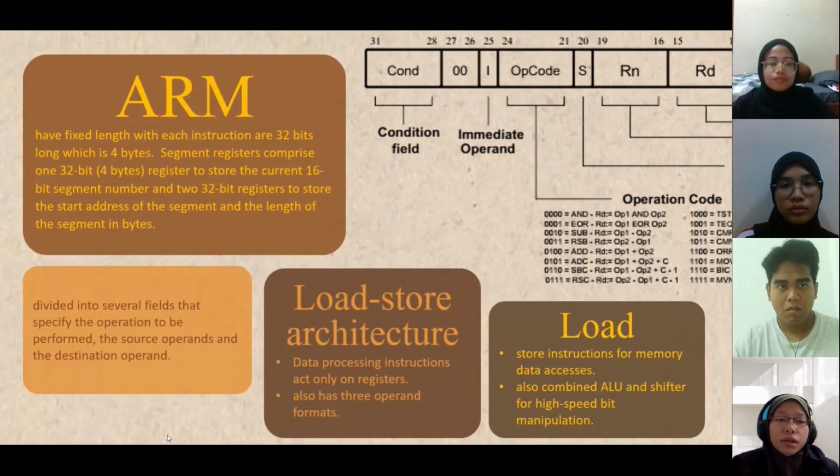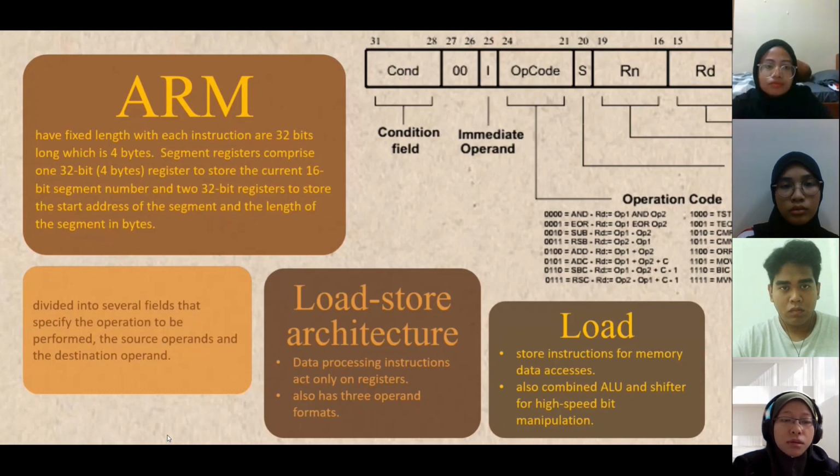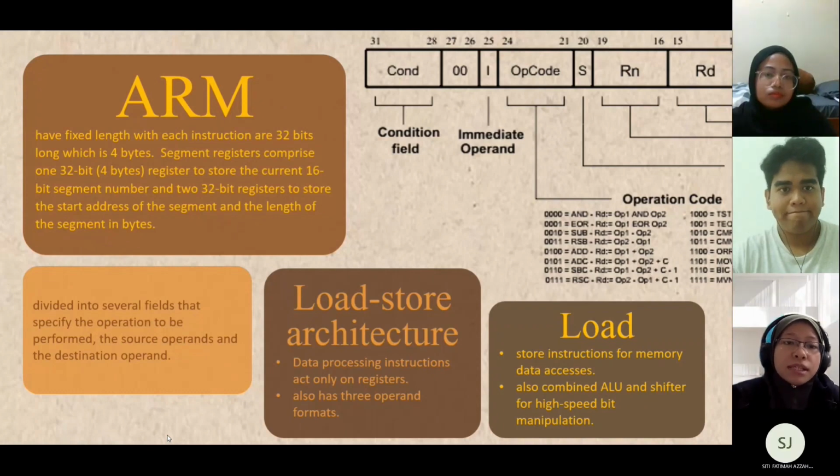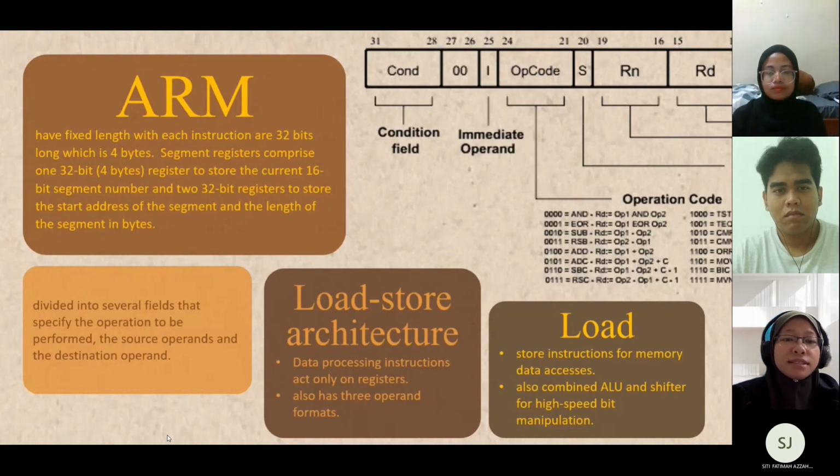Next, I will also explain about the characteristics of the ARM processor instruction format. This processor has instructions that are each 32 bits long, which is 4 bytes. Segment registers comprise one 32-bit, 4 bytes, register, which I explained earlier, to store the current 16-bit segment number and two 32-bit registers to store the start address of the segment, and its length of the segment is represented in bytes.